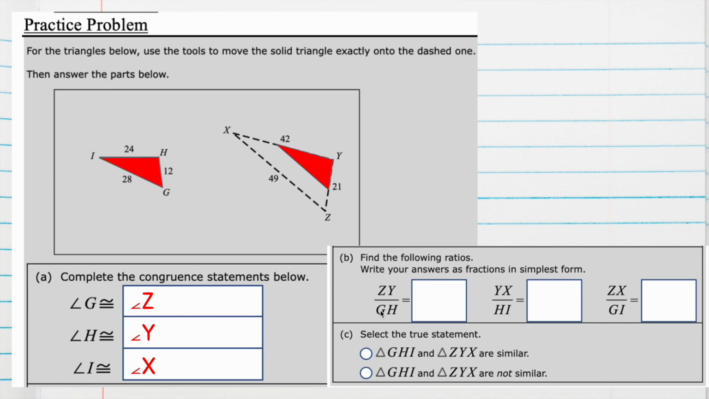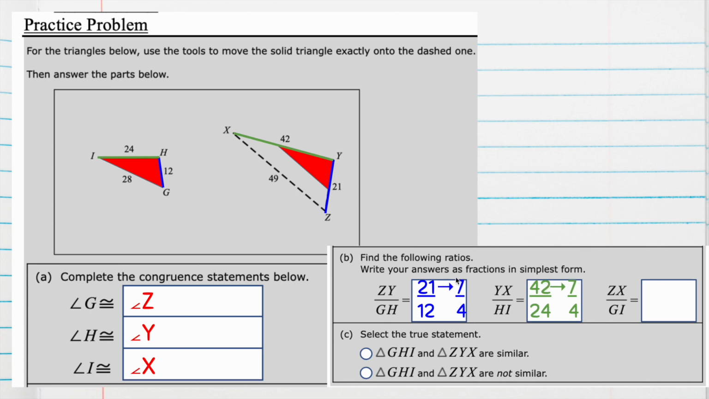Then we have ZY over GH, and we want to put the actual amounts in here. ZY is 21 over 12 for GH, and we want to reduce that because they can both divide by 3. So 21 divided by 3 is 7, 12 divided by 3 is 4. Now YX and HI, which I've highlighted green. YX is 42 and HI is 24. Again, we want to divide these down, and these can both divide by 6 in this case. So 42 divided by 6 is 7, and 24 divided by 6 is 4.